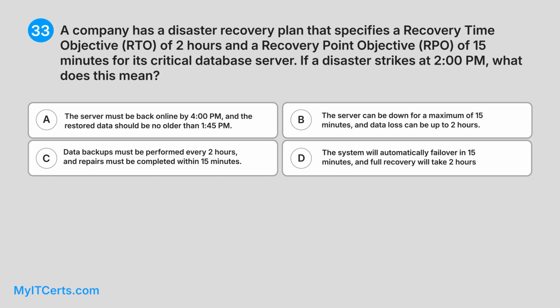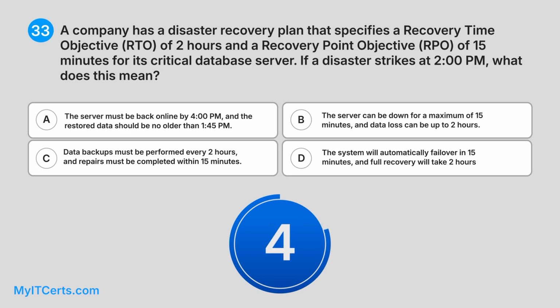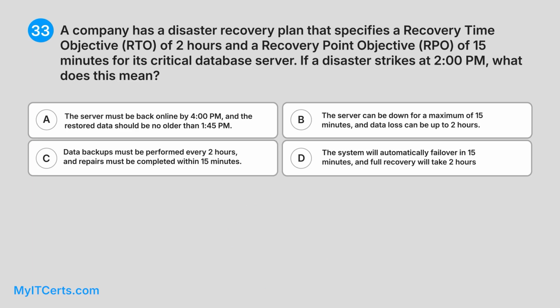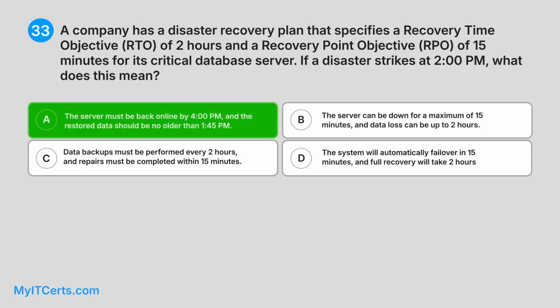B. The server can be down for a maximum of 15 minutes, and data loss can be up to 2 hours. C. Data backups must be performed every 2 hours, and repairs must be completed within 15 minutes. D. The system will automatically fail over in 15 minutes, and full recovery will take 2 hours. Do you know the answer? Correct answer. A. The server must be back online by 4 p.m. and the restored data should be no older than 1:45 p.m.